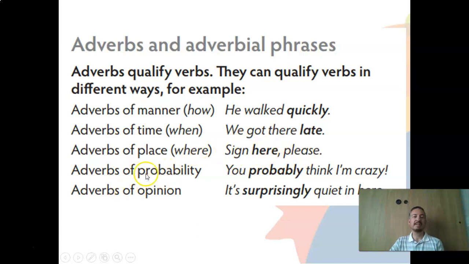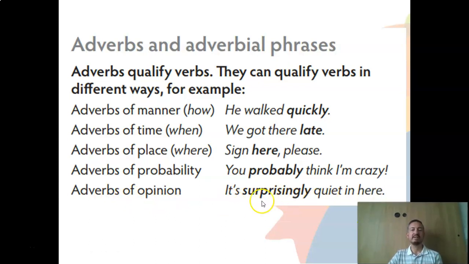The adverbs can be adverbs of probability. For example, you probably think I'm crazy. So it's a probability. So, you probably think I'm crazy. It can also be adverbs of opinion. It's surprisingly quiet in here. Okay, so it's the person's opinion. So what kind of quiet? Surprisingly quiet in here.